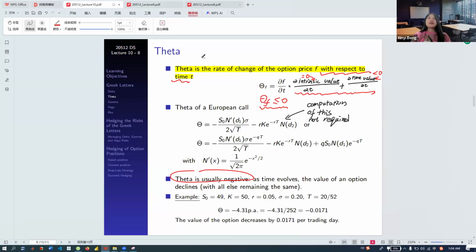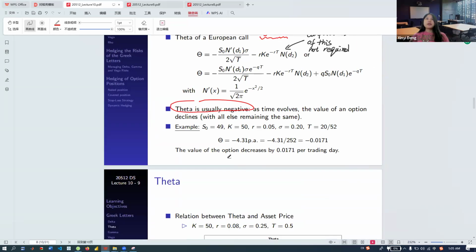So basically, if your time t increases by 1 unit, that will lead to the option value decreasing by theta. That's the mathematical expression for this implication.